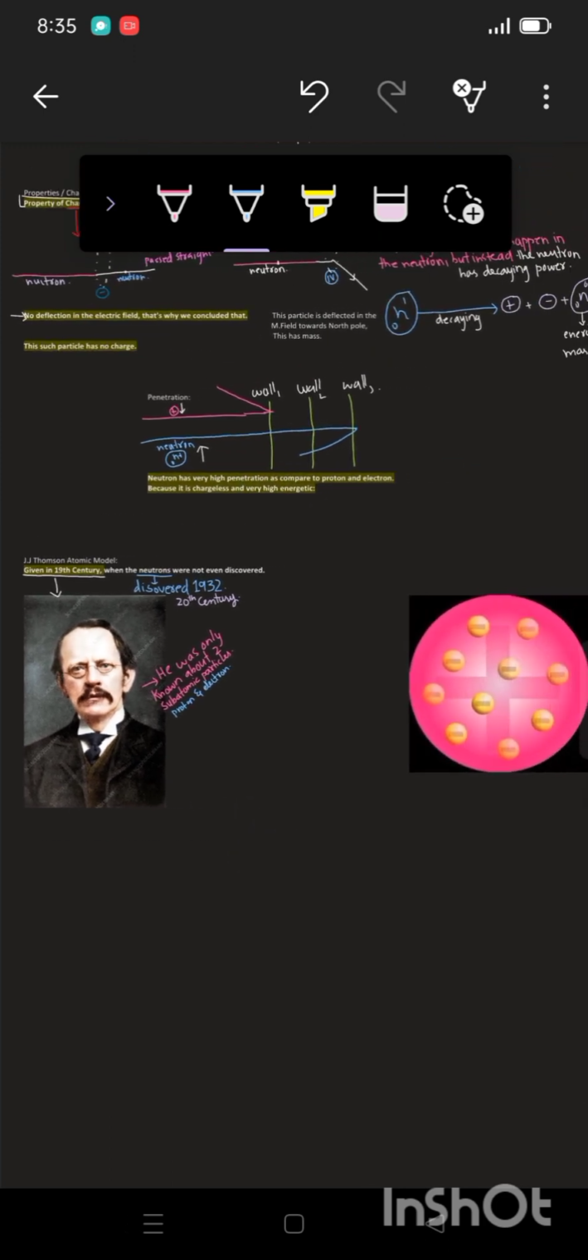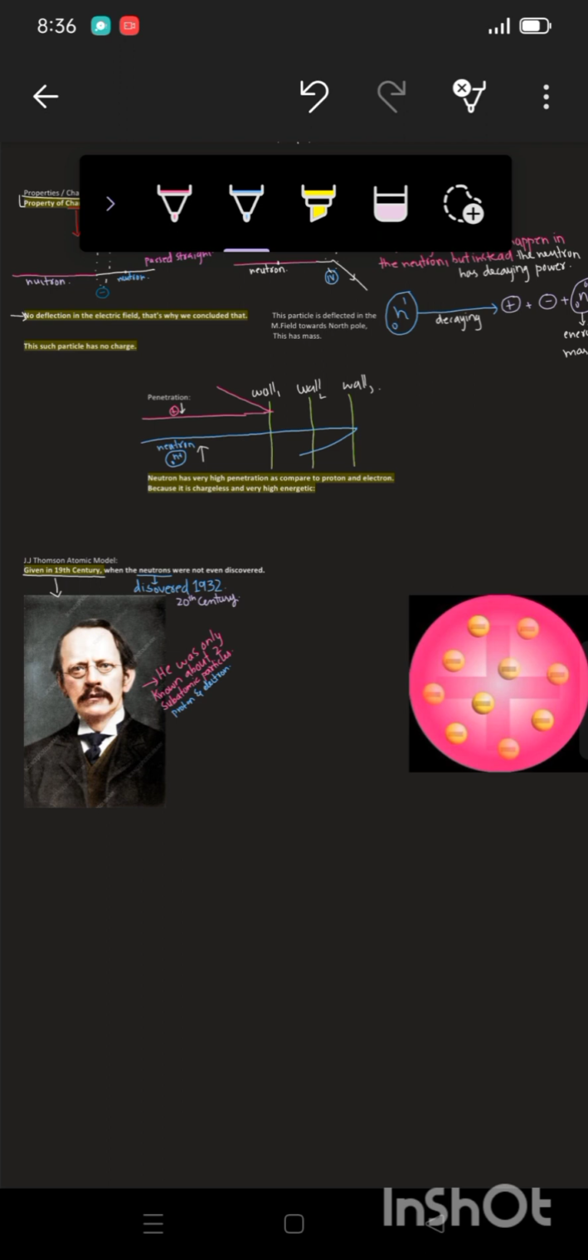He did not know that there is something else in the nucleus of an atom as well, and that was neutron, which was discovered in 1932 by James Chadwick, and the clue was pointed out by Rutherford, as we have discussed in the last to last lecture, right? So what did he say?